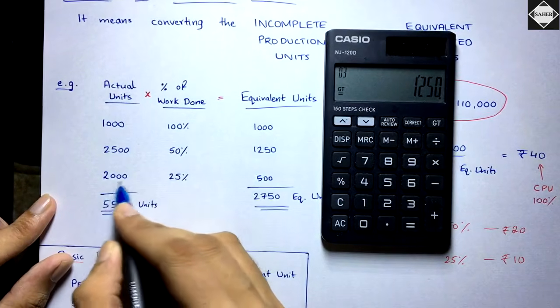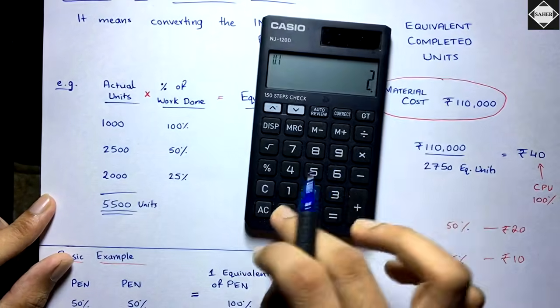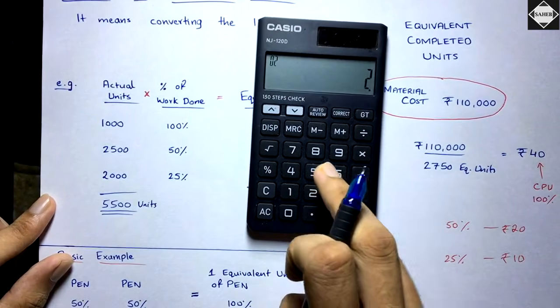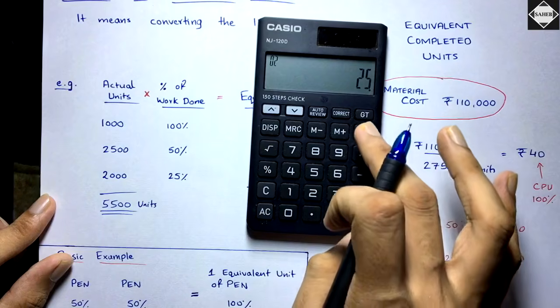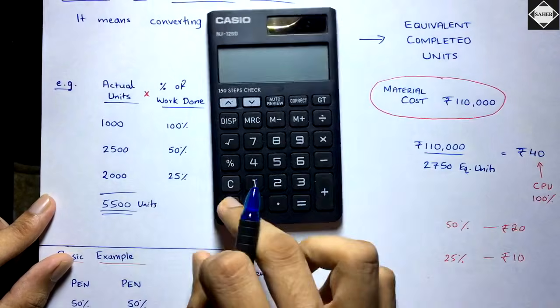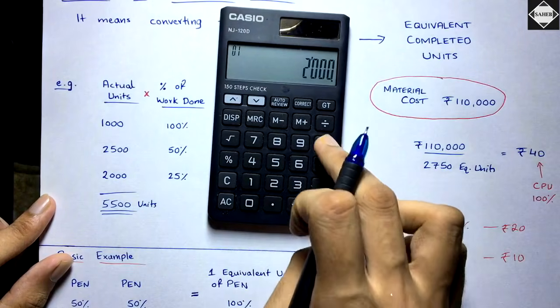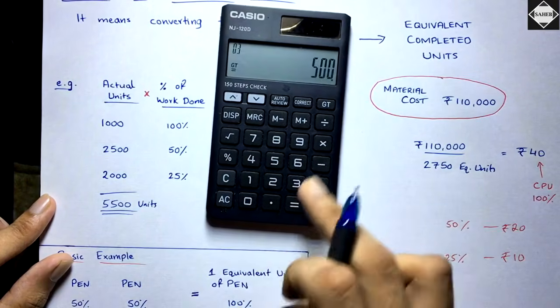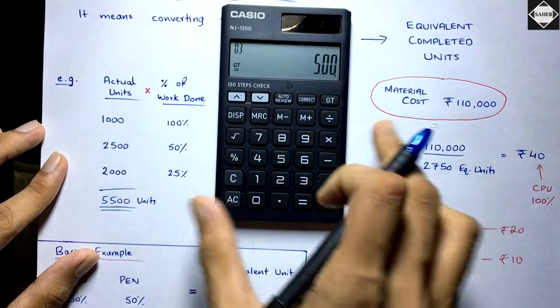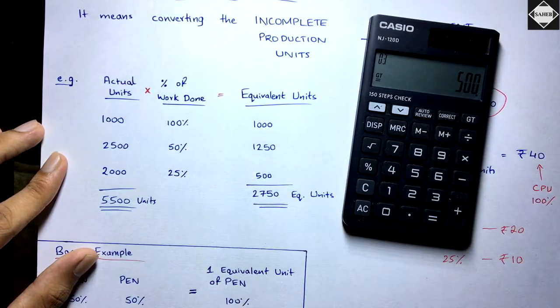And then you have here 2000. This 2000 also you have to convert into percentage of work done, 25%. 25 divided by 100, so that's 500, isn't it? Either do it the conventional way or 2000 into 0.25, it's the same only. Don't think I have done something differently. So 2000 into 25% is 500. These are the equivalent units you have.